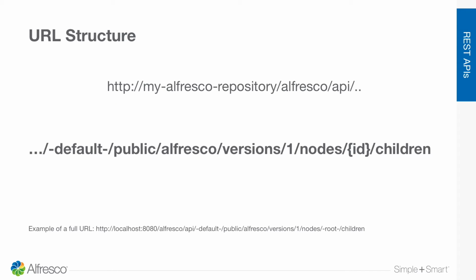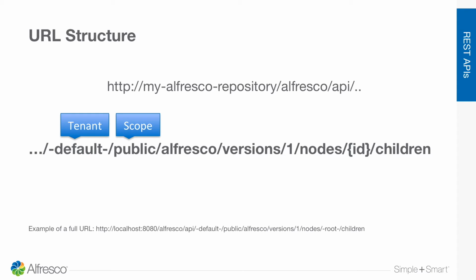Let's have a look at the URL structure in the new APIs. The first part is the tenant ID. If you're in a multi-tenant environment or in the cloud, you'll have a unique ID you need to put in here. If you're on-prem and you only have one tenant, it will be -default-.